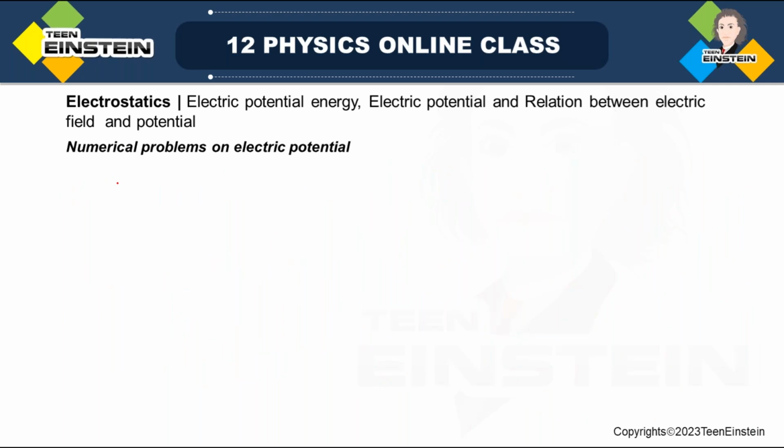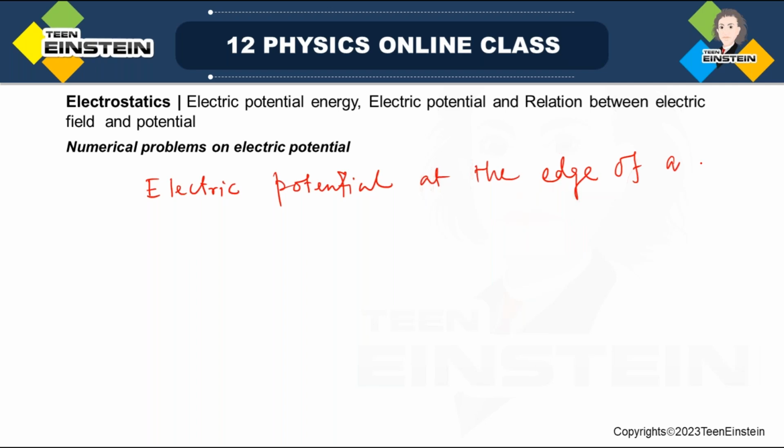So that we'll see tomorrow. Tomorrow, what will we learn? Electric potential at the edge of a uniformly charged disk. So this will be our next lesson.